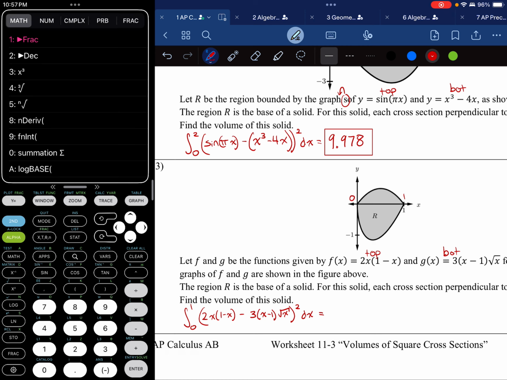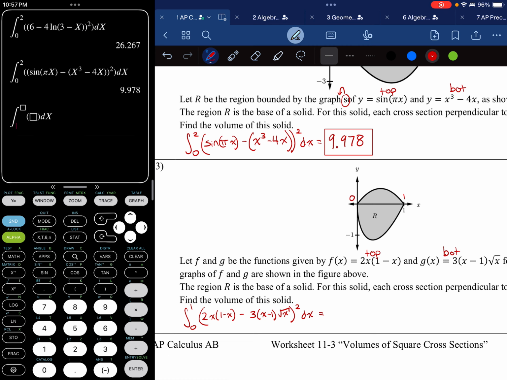So this is going to be math 9 from 0 to 1. And then I'm going to start my parentheses here so I can square everything at the very end. 2x, start parentheses, it automatically will multiply for me. 1 minus x. So end the parentheses for that multiplication. I'm going to do the subtraction. Minus 3, start my parentheses. x minus 1, end that parentheses, start the next one.